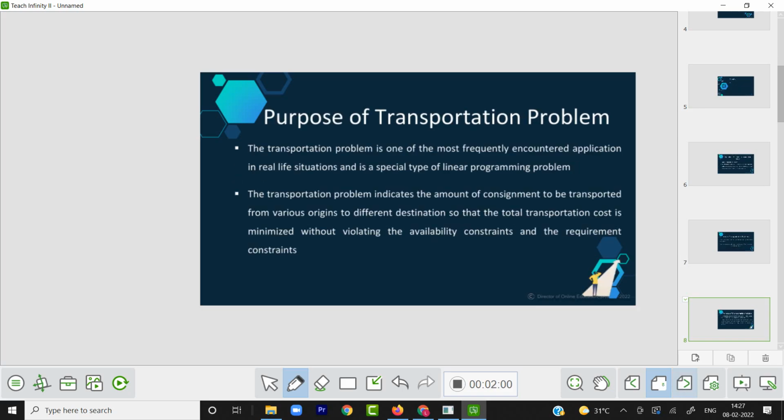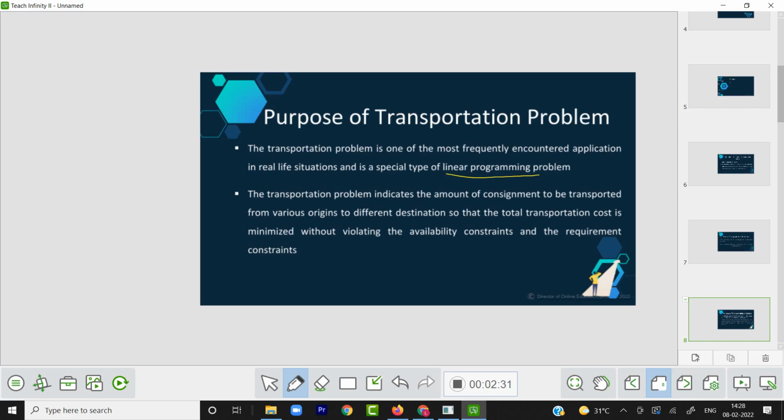The purpose of the transportation problem: it is one of the most frequently encountered applications in real life situations, because in every business transportation is involved from one place to another place. To deliver the goods, either raw material or completed goods, from one place to another, definitely we should minimize the cost using the linear programming problem.